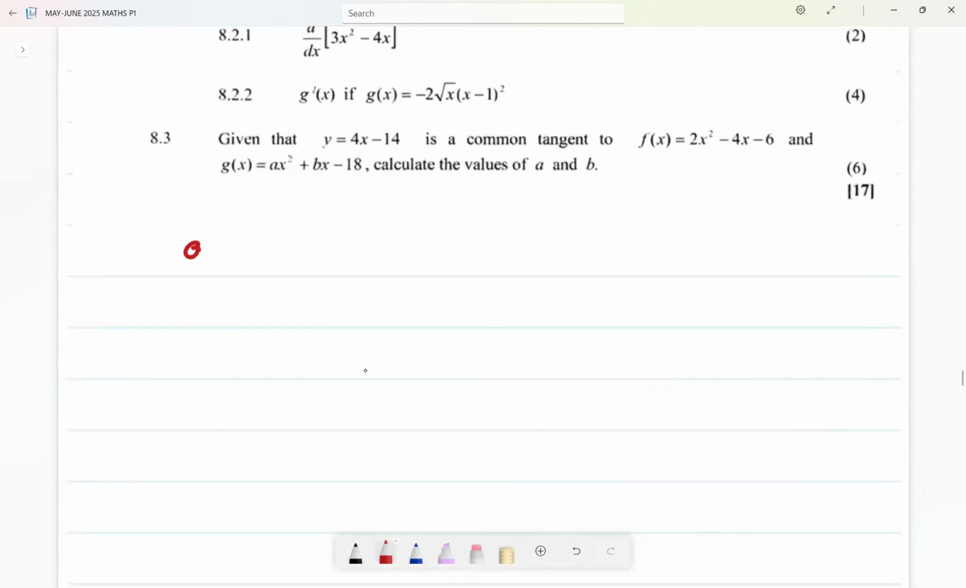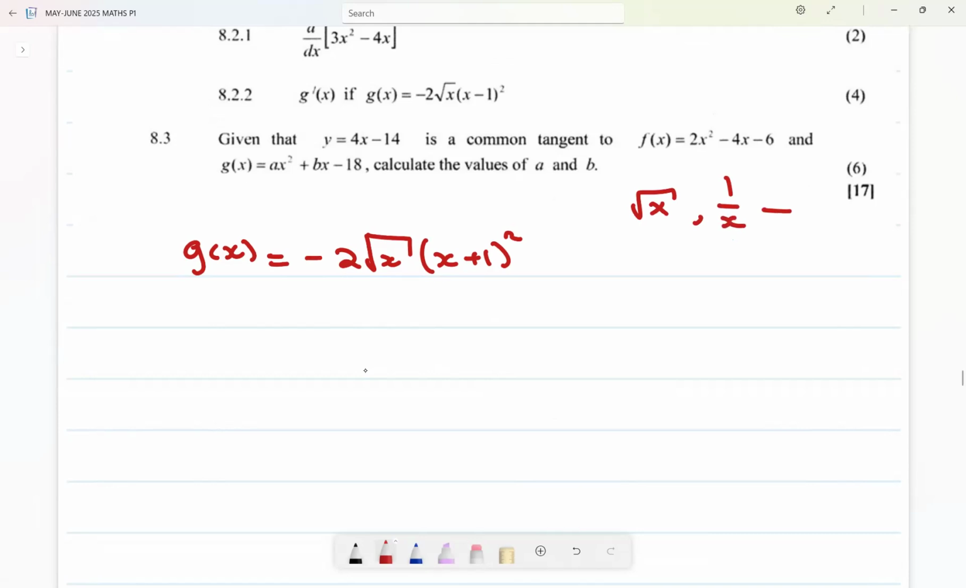I have g of x, which is now equal to negative 2 square root of x multiplied by (x plus 1) squared. I need to find g prime. Before I do that, I need to make sure I remove the bracket. Remember, when I derive, I do not need these things. I have a square root here, I can simplify that. It is still g of x.